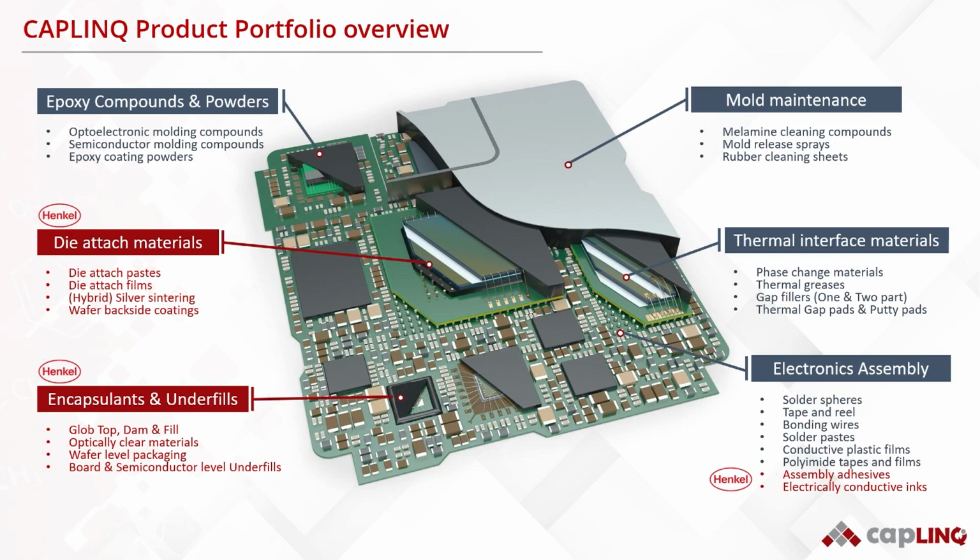To dive specifically into the Kaplink product portfolio we represent from Henkel, that would be the die-attach materials, the encapsulants and underfills, for instance, cloth tops and demi fills. And for this webinar, we will be discussing another product category we represent from Henkel, and that is the assembly adhesives, and of course also the assembly films.